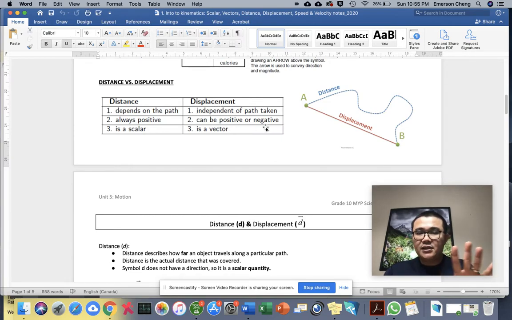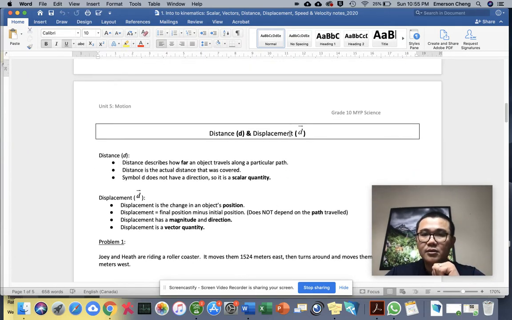However, displacement is independent of the path taken. It doesn't matter what route you take. That's the difference between the two. Displacement is the difference in position of these two points. It can be positive or negative because it depends on which direction you're going. If you're going this way, it's one direction; if you're going this way, it's another direction. And it is a vector. So you can see here, this is distance, this is displacement. Right now, get into the physics mindset: if you see an arrow over something, that's a vector.